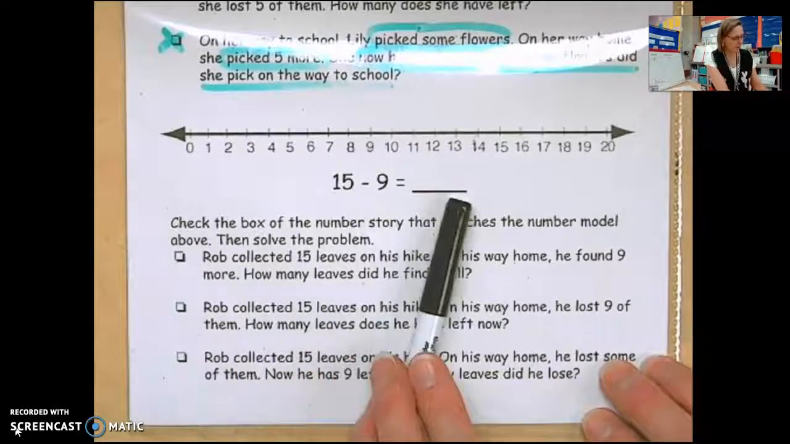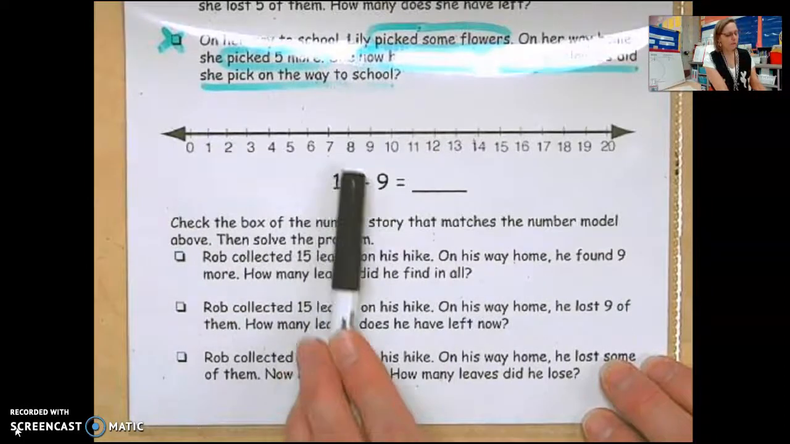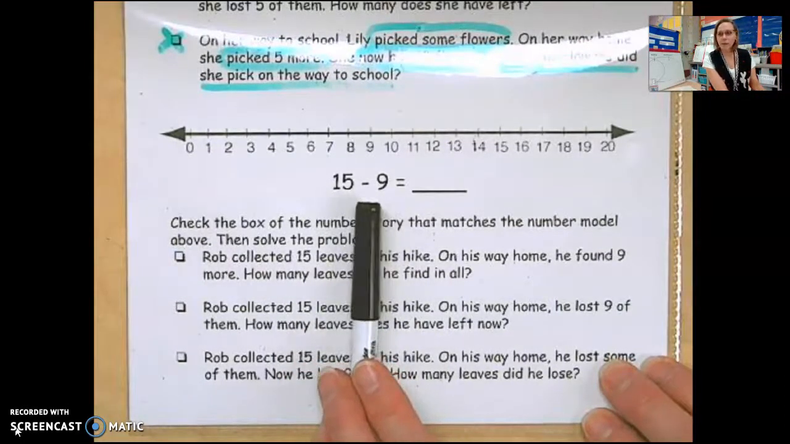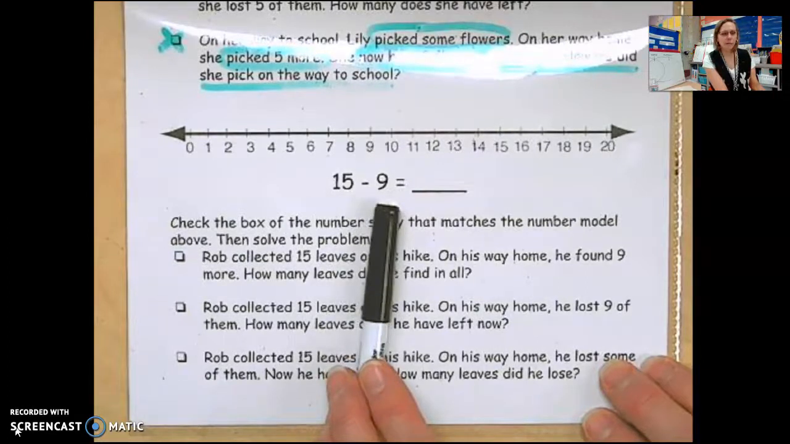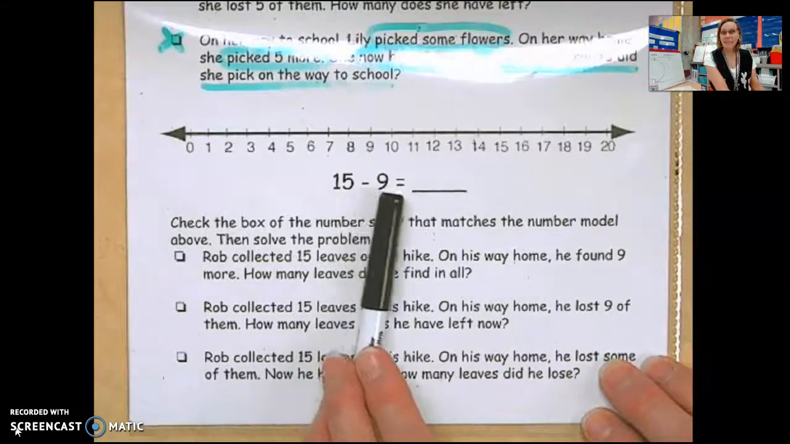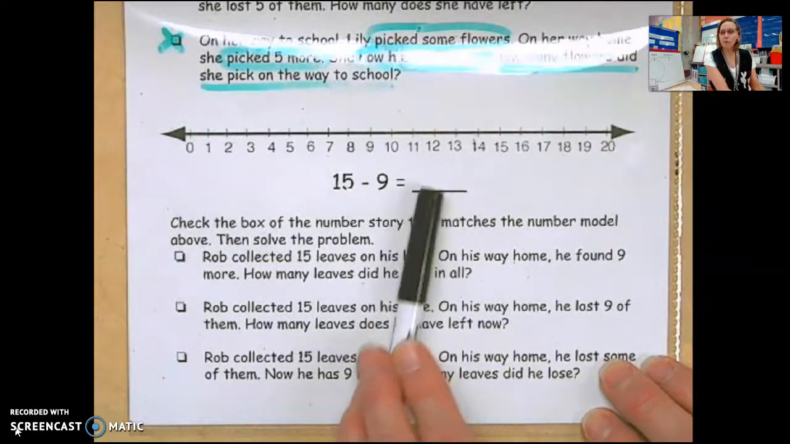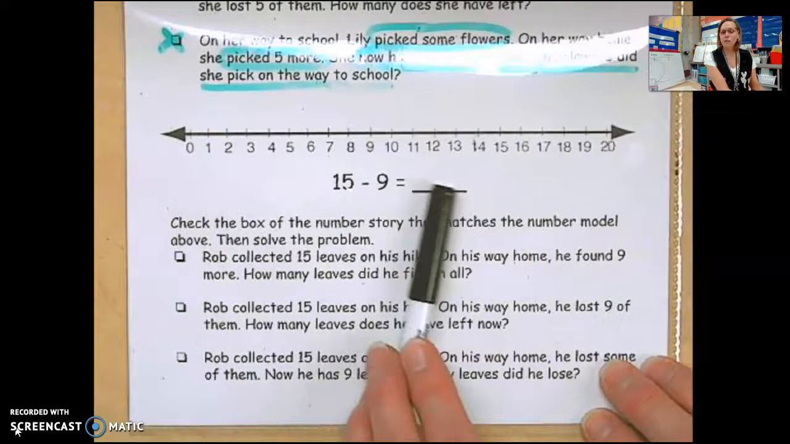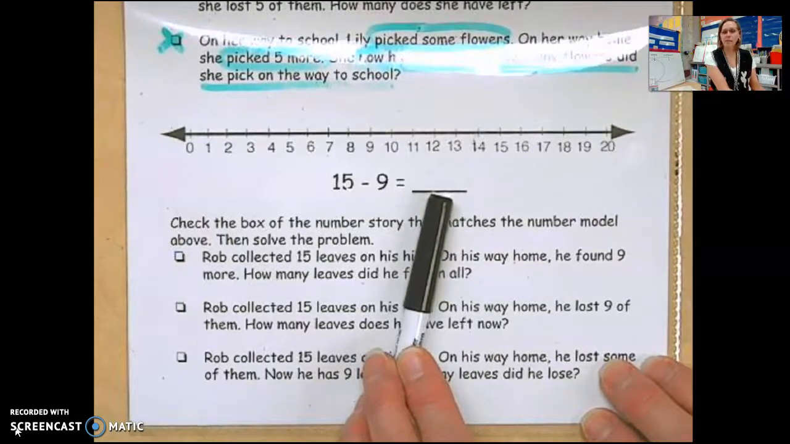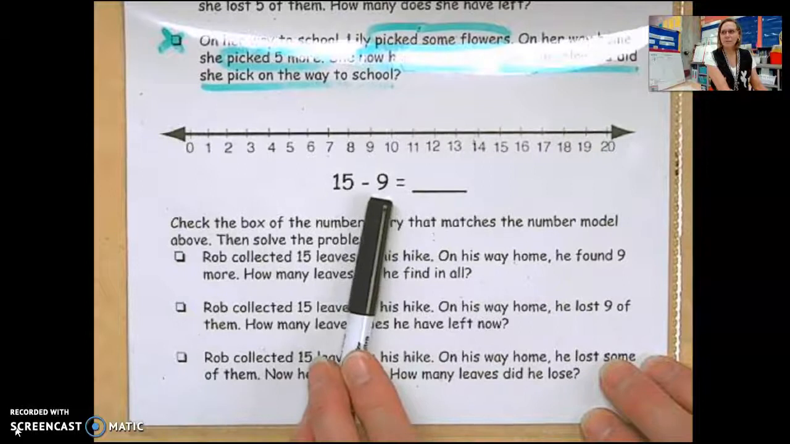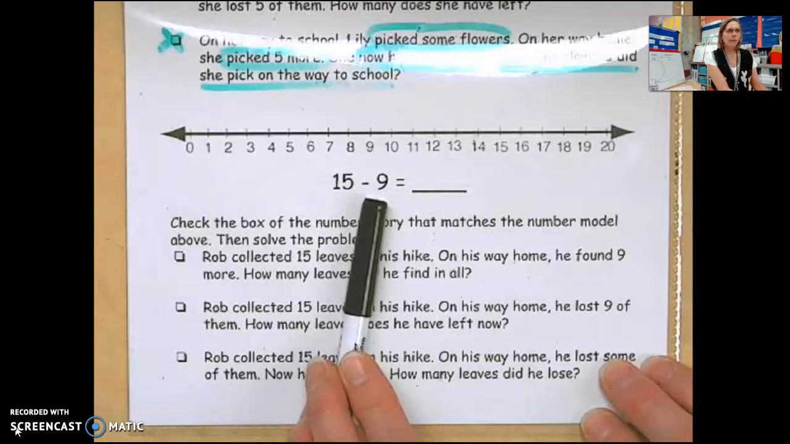Now, looking at the number model first, we're starting with a big number, 15. We -9, so we have to lose something or take something away. So we're taking away 9 of them. And then we don't know how many are left over. So we're looking for a question that's asking how many are left. So we started with 15 and we lost or took away or popped the balloons or broke something 9 times.